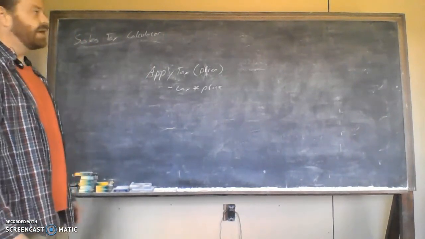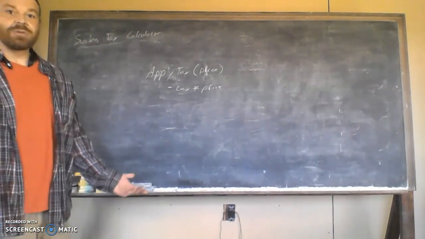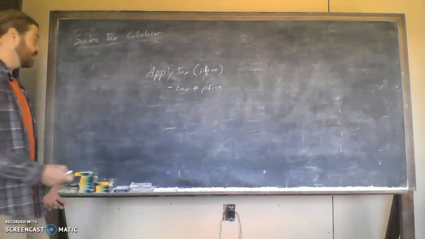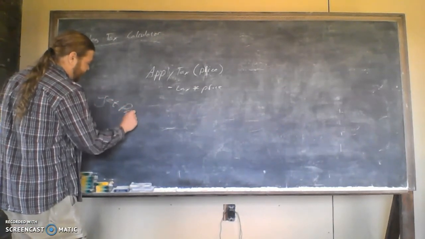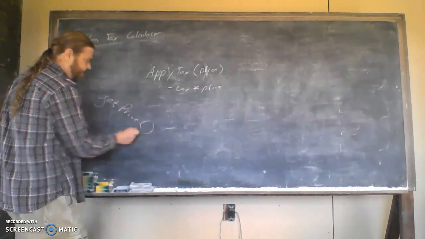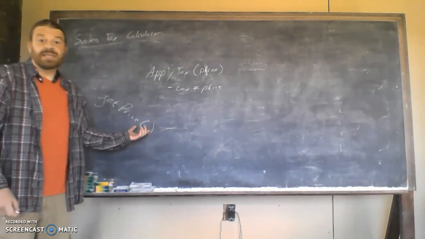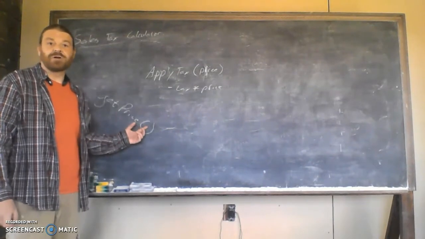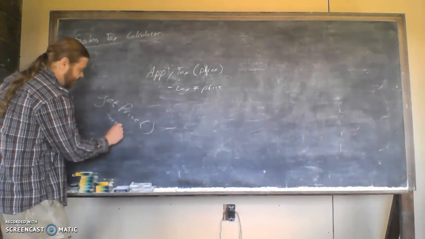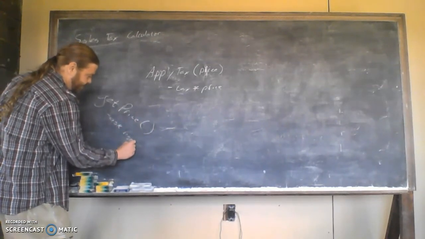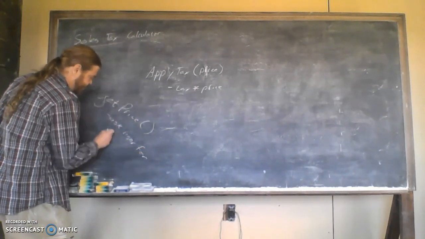What else do we need? I guess we'll need a get price method. Get price. Some sort of method from that. We don't need to pass in any arguments in this, or we don't need to accept any parameters because that's going to come from the user, right? Ask user for price.